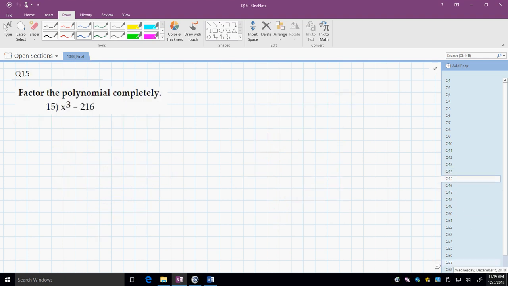Question 15. Factor the polynomial completely. If you look at it, when you have a cube, always think about the difference of two cubes. To figure out the number, you know you have to have A and B, right? A is going to be x, and B, I don't even know off the top of my head by looking at that number, but I know I'm working with cubes. So take your calculator, do the cubic root of 216, and it's going to give you the number that you need to use.